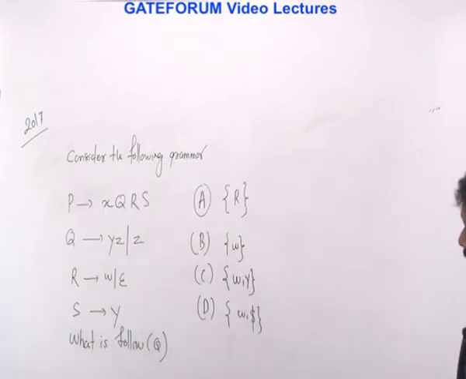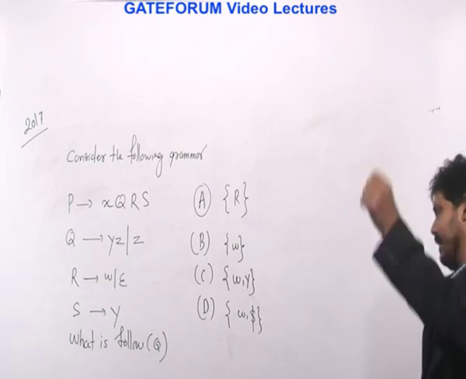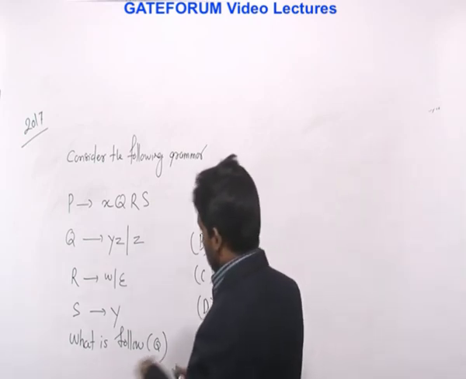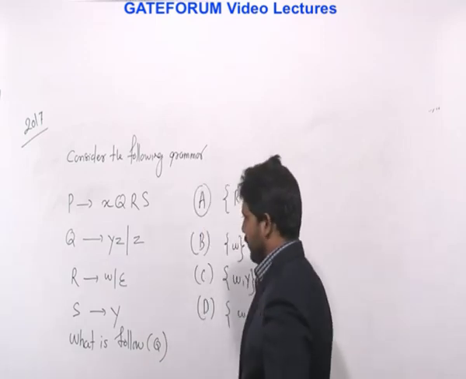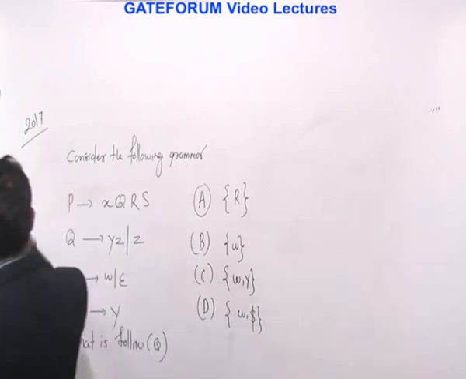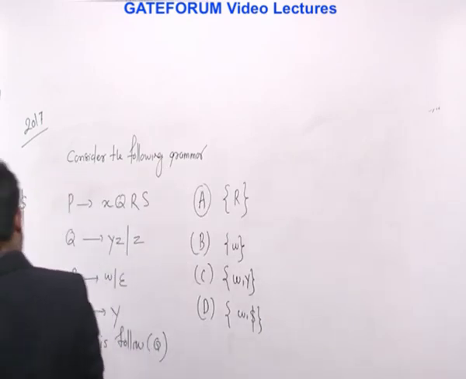Now, the question is simple. The question is about follow, and I suggest you let's calculate everything. What is follow of P? Where is P present? Nowhere P is present. So P is followed by only one symbol, that is dollar.